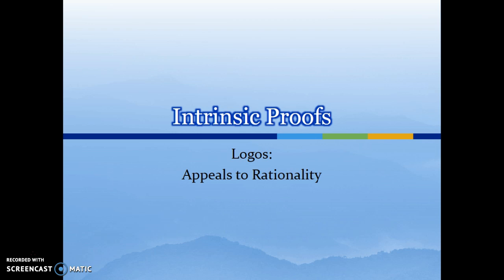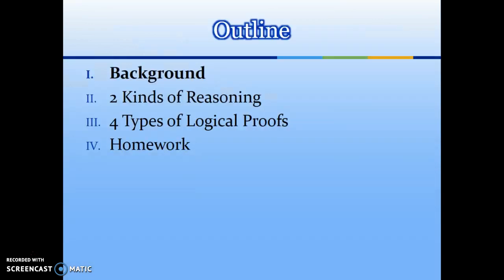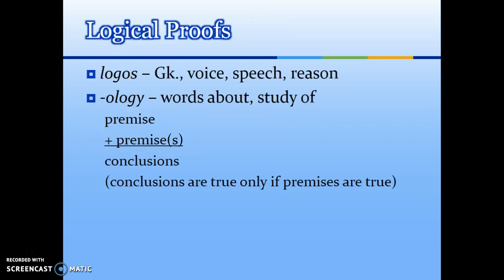So let's begin with logos, appeals to reason, appeals to rationality. As always, we'll start with a little bit of important background, make sure we have some of these terms clear, and talk about different kinds of ways that logic is built on probability and things like that. Then, in a future video, we'll talk about the two kinds of reasoning, deductive and inductive reasoning, and try to get a good grasp of the differences there, which will lead into the four types of basic logical proofs that have been used for centuries, that you'll use for your homework for this logical proof task. So those are the basic ideas that we're going to cover here in intrinsic proof number 1, appeals to logic.